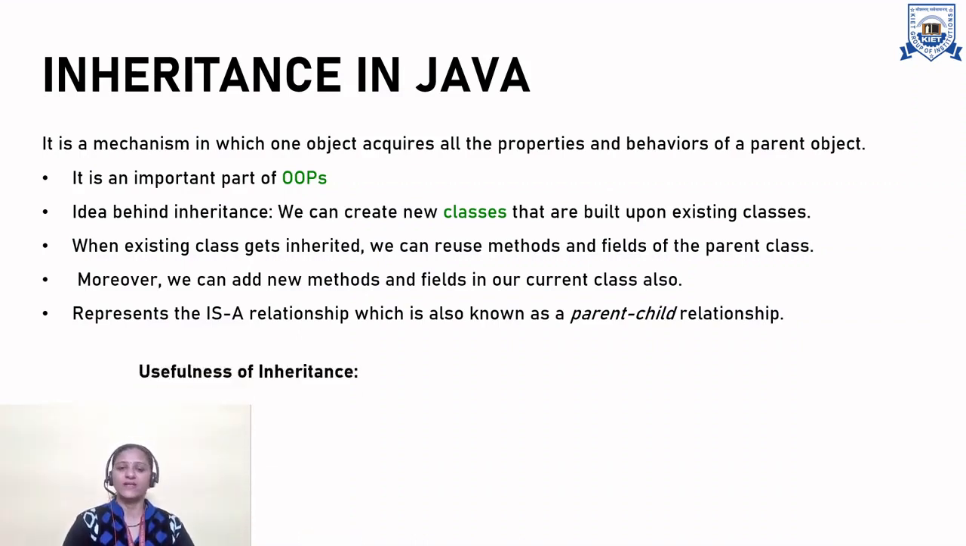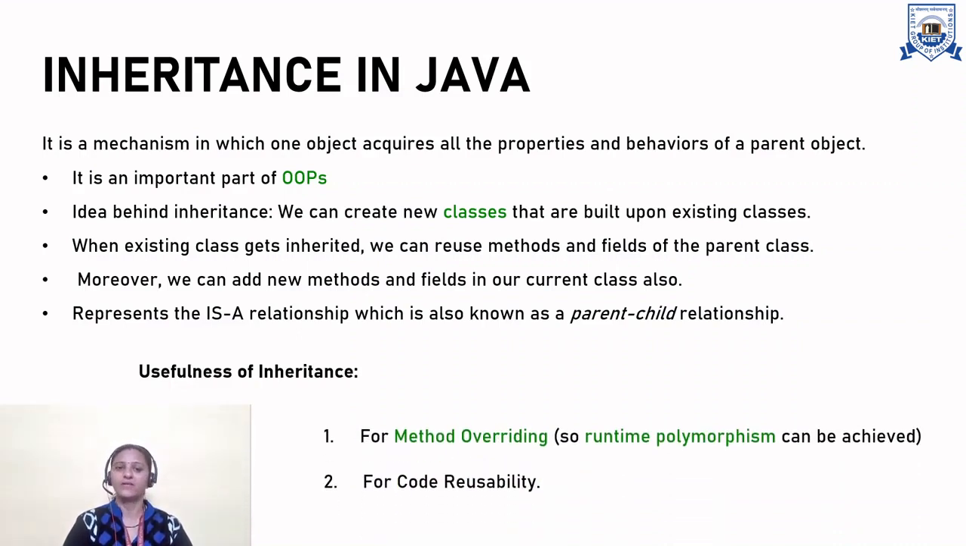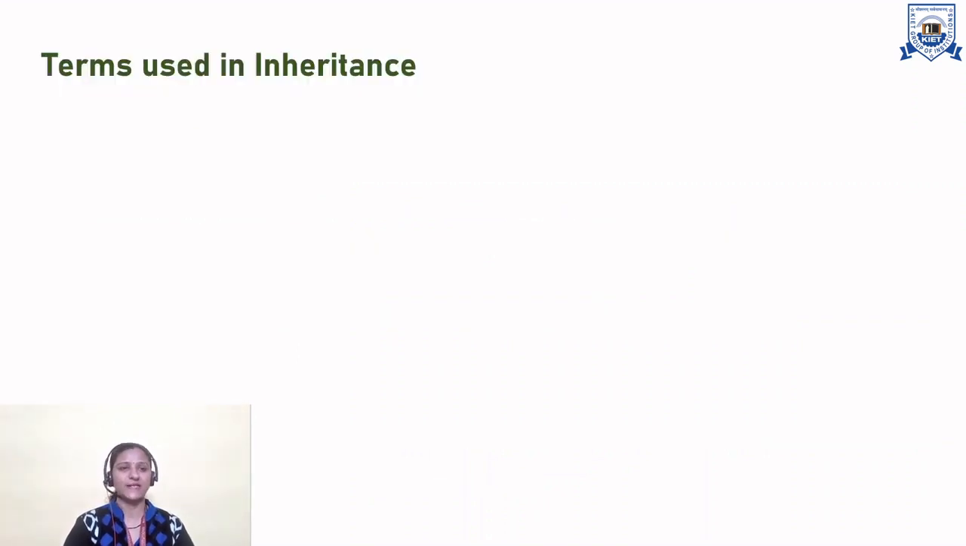The usefulness of inheritance is for method overriding, so that runtime polymorphism can be achieved. And another important aspect of using inheritance is code reusability. When a class inherits another class, and it is shared by a number of classes, the same piece of code need not be created by another class. That is the main purpose, the basic use, which is code reusability.